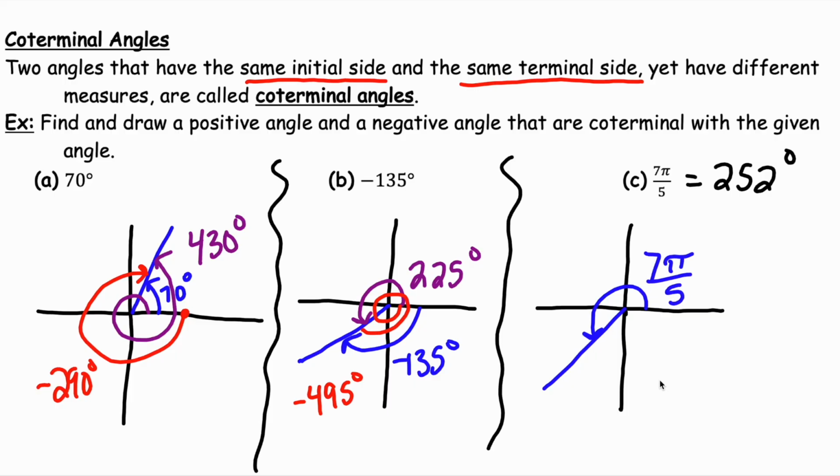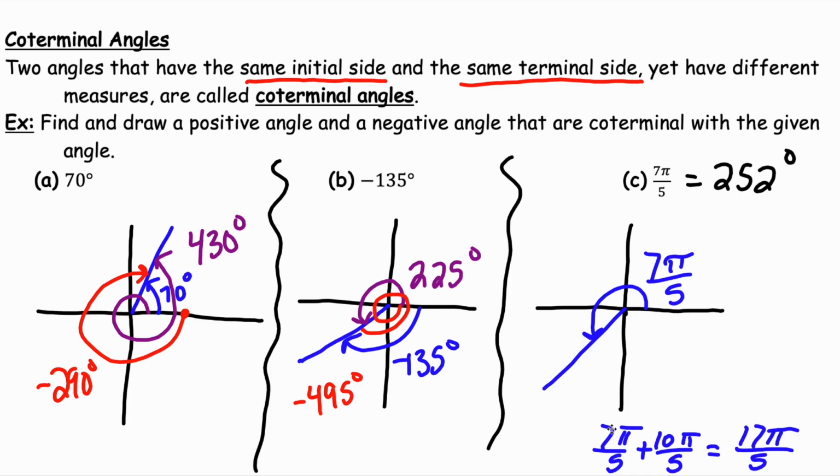Now, instead of adding 360, what I'm going to do is add 2 pi. So I'm doing 7 pi over 5 plus 2 pi, and this will give me 17 pi over 5. You might be asking, how did you get that? Well, you can get a common denominator. 2 pi is the same thing as 10 pi over 5, right? 10 divided by 5 is 2. So just get a common denominator and add them. 7 plus 10 is 17.